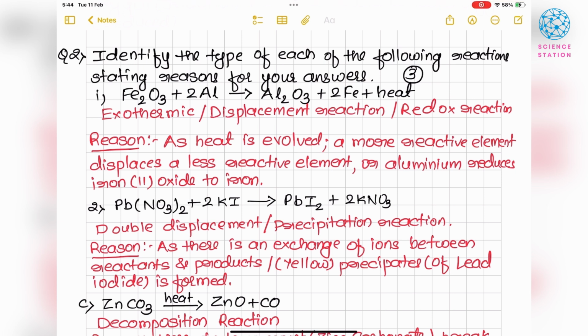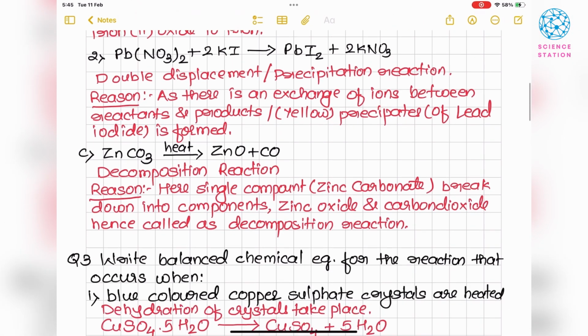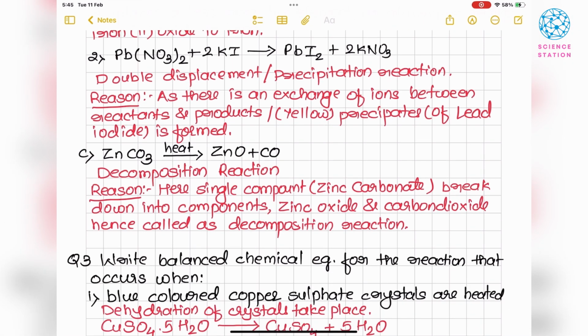Now reason will be as heat is evolved, a more reactive element displaces a less reactive element, or aluminium reduces iron oxide to iron. Now second one is Pb(NO3)2 plus 2KI gives PbI2 plus 2KNO3. It is double displacement reaction and precipitation reaction also. Reason is as there is an exchange of ions between reactants and product, that is yellow precipitate of lead iodide is formed. So both of them are there.